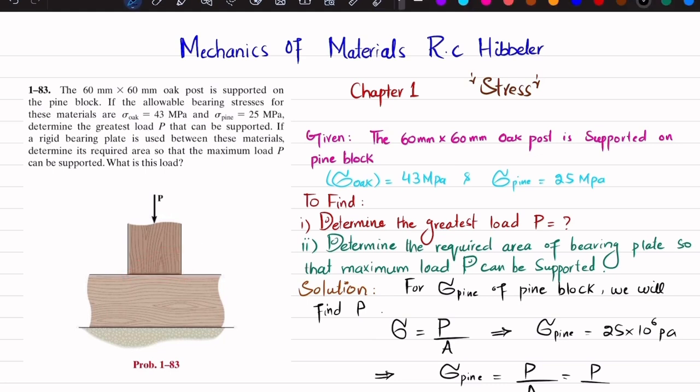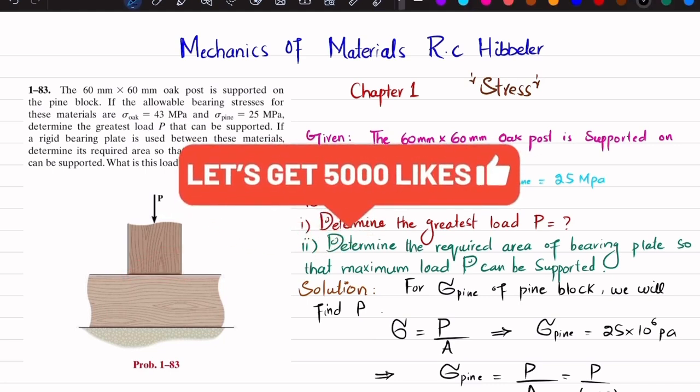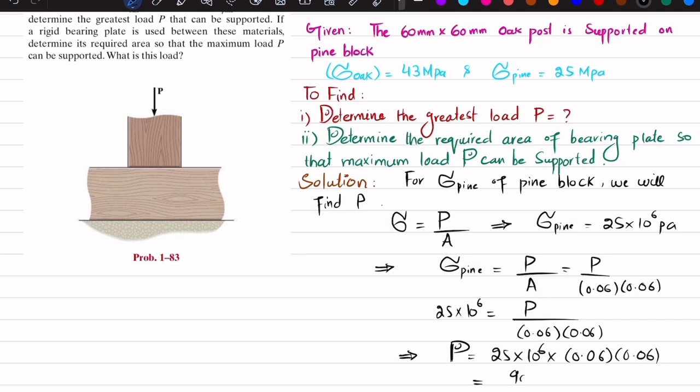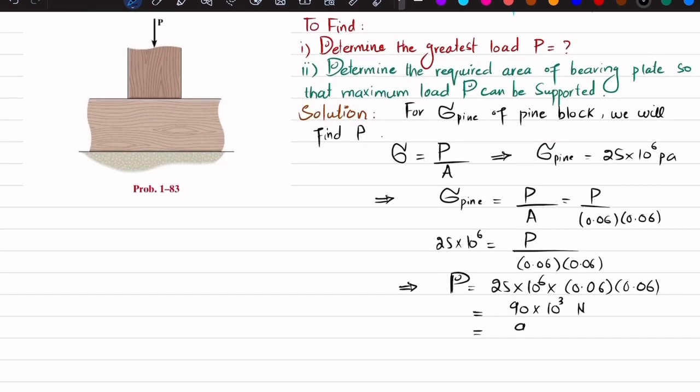Clear? So I will write this is 60 by 60. In meters it will be 0.06 multiplied by 0.06, and the allowable bearing stress is 25 megapascal. So 25 into 10 to the power 6 is equal to P divided by 0.06 multiplied by 0.06. From here, P will be equal to 25 into 10 to the power 6 multiplied by 0.06 into 0.06. When you multiply this, you will get 90 into 10 to the power 3 Newton, and in kilonewton it will be 90 kilonewton. So you get this P, calculated based on the allowable bearing stress of pine.